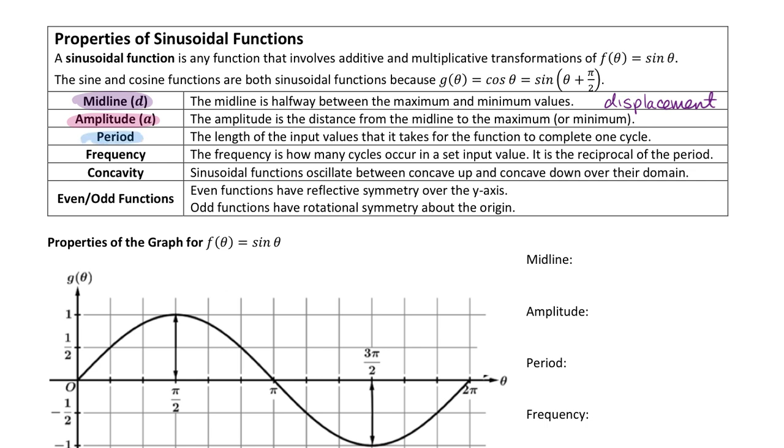We defined this word already in this section, in this unit. It's the length of the input values that it takes for the function to complete one cycle. The next word is called the frequency. We're not highlighting this one. The frequency is how many cycles occur in a set particular input value, usually 2 pi. It is the reciprocal of the period.